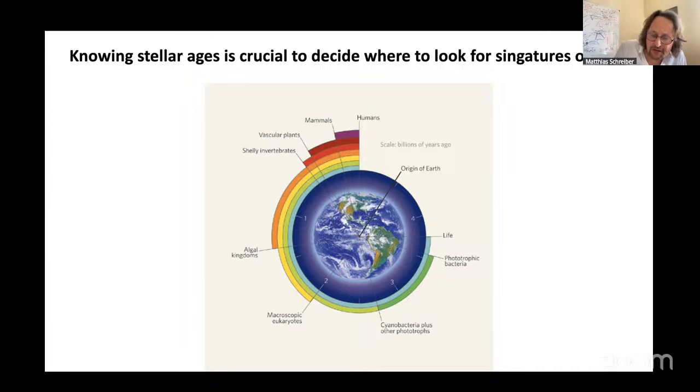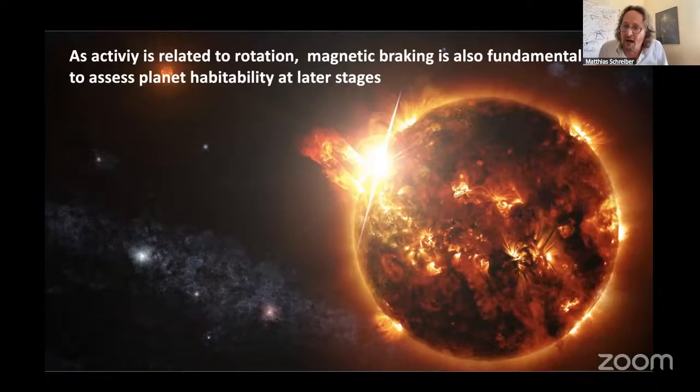In a similar context, if we understand the evolution of rotation of stars, we can estimate, or we can understand, for how long they emit X-ray and extreme ultraviolet radiation. And this can be harmful to life. So the habitability of planets around these active stars depends on their rotation rate. So it's good to know how fast they rotate, for how long, and how they slow down over time.